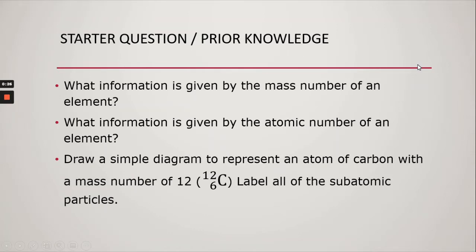So our starter question this week is related to the prior knowledge required to do the nuclear chemistry topic. I'd like you to think about what information is given by the mass number of an element, what information is given by the atomic number of an element, and I'd like you to draw a simple diagram to represent an atom of carbon with a mass number of 12, which can also be written using the nuclear notation 12(6)C. And I'd like you to label all of the subatomic particles in that atom. Pause the video now and try the starter question.